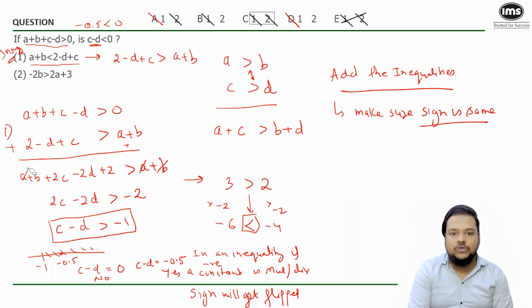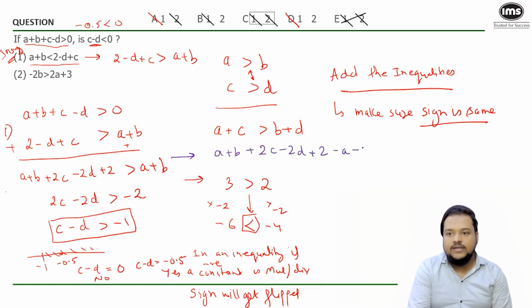So if anyone is not able to follow, I'm just quickly getting this right. I will write one more step. On solving this, if you take everything on one side, it will become nothing but A plus B plus 2C minus 2D plus 2 minus A minus B greater than 0. If you can follow this, right? So now we will get 2C minus 2D plus 2, 2 on the right hand side. So it will become 2C minus 2D greater than -2.